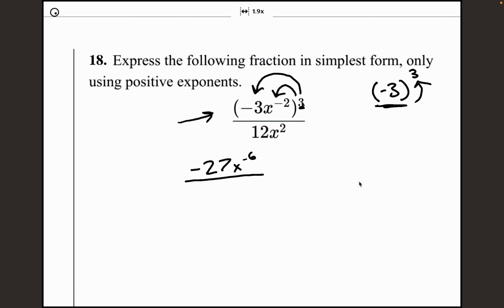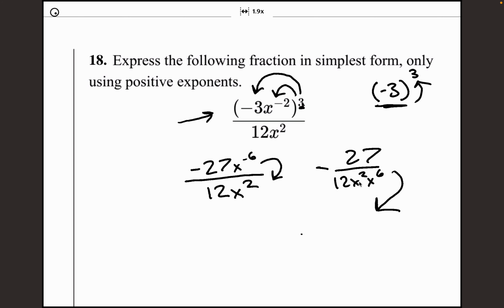That is going to be over 12x to the second. Can I have a negative on an exponent? No, I cannot. So what I need to do is move it down. So that leaves me with -27 over 12x to the second, x to the sixth. And then what I have to finally do is just make sure to add those exponents. So I have -27 over 12x to the eighth.